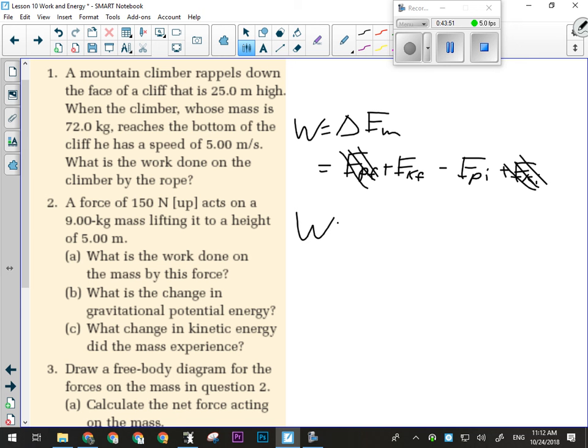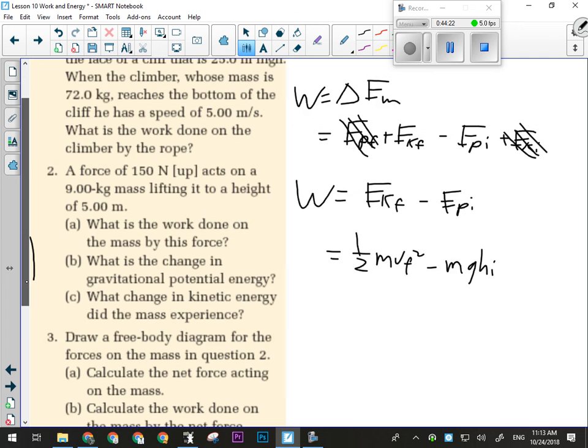My work is just going to be equal to the final kinetic energy minus the initial potential energy. Okay, that's all I'm going to have to find. So I just have to go 1/2 m vf squared minus m times g times h initial. And I'll have my change in mechanical energy, or the work done by the rope. And this is going to come out positive or negative? Negative, because they've got a lot less energy at the bottom than they had at the top. Most of it was lost to sound and heat as they descended.